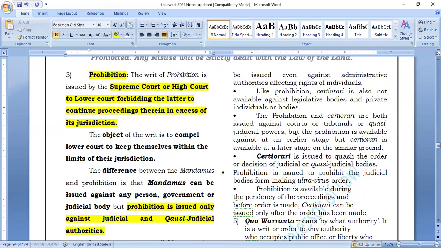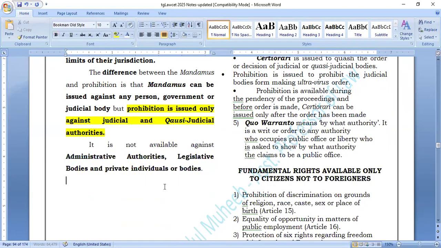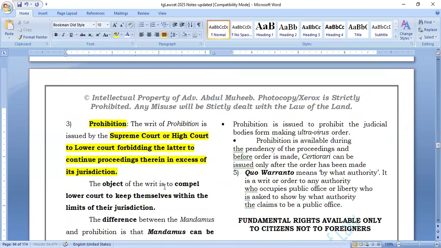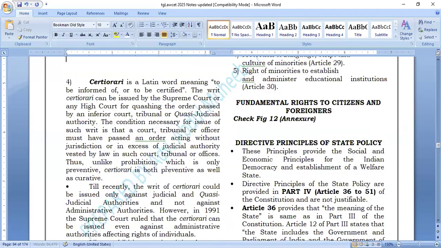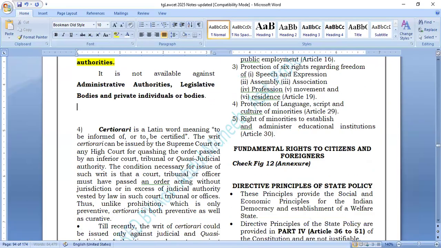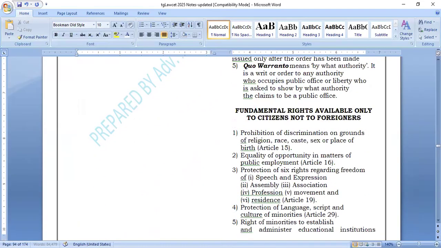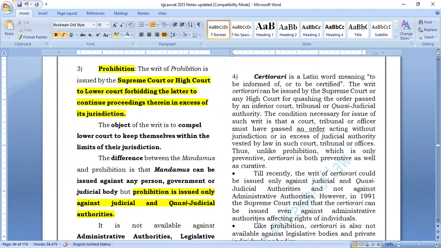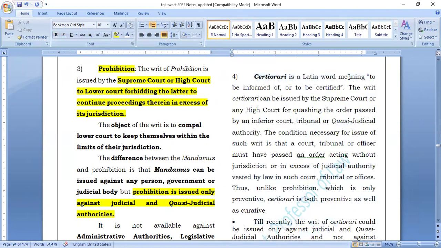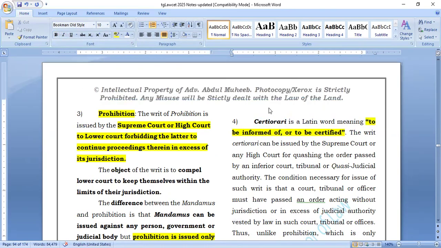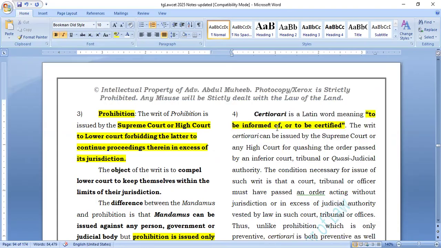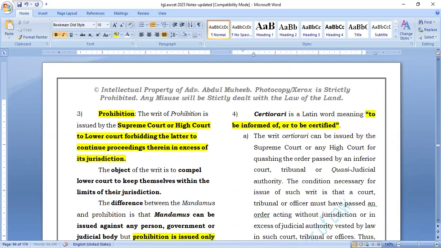Certiorari. Certiorari is a Latin word meaning to be informed of or to be certified. So what is certiorari? It is a Latin word meaning to be informed of or to be certified. Certified. So certiorari का meaning क्या है? It is a Latin word, to be informed of or to be certified. Next.